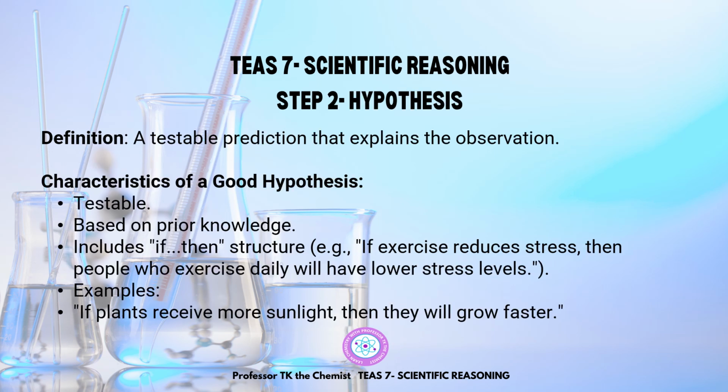Step number 2, hypothesis. This is a testable prediction that explains the observation. So here are the characteristics of a good hypothesis. It's testable, based on prior knowledge, and includes if-then structures. For instance, if exercise reduces stress, then people who exercise daily will have lower stress levels. Another example, if plants receive more sunlight, then they will grow faster.